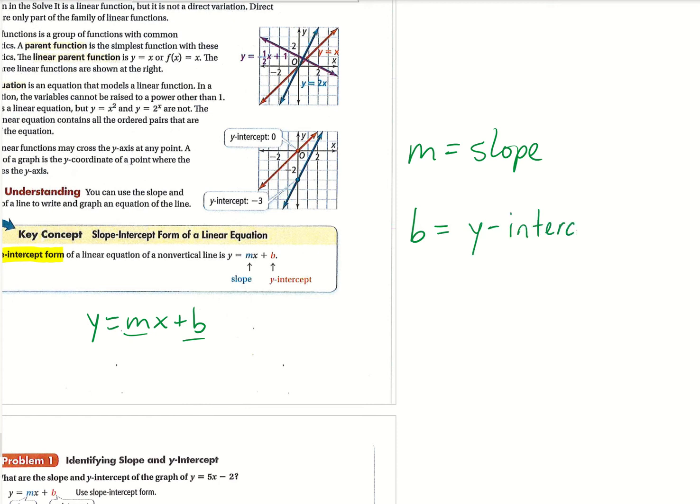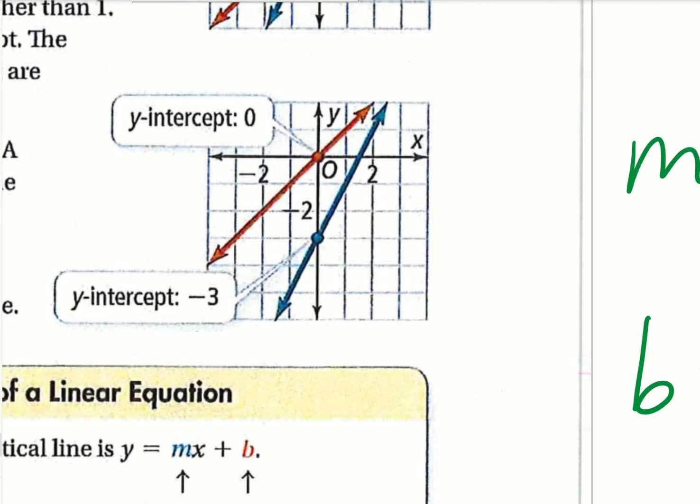And just as a reminder, that y-intercept is basically where the line that you're graphing is going to cross the y-axis. So if you look at this graph here on this blue one, that would be this point right here because this is where it crosses the y-axis.